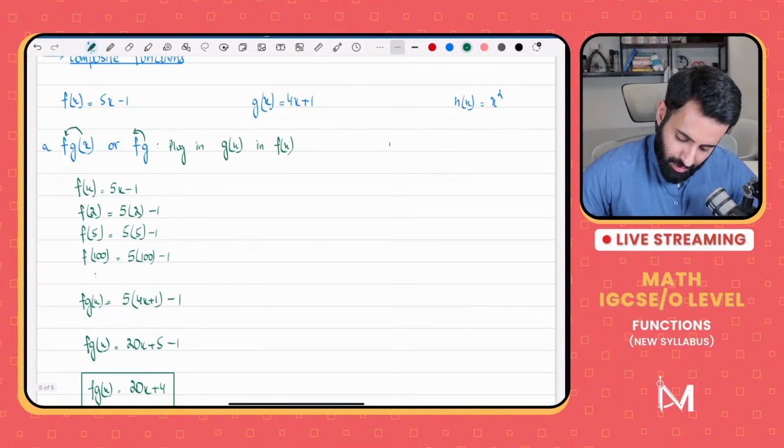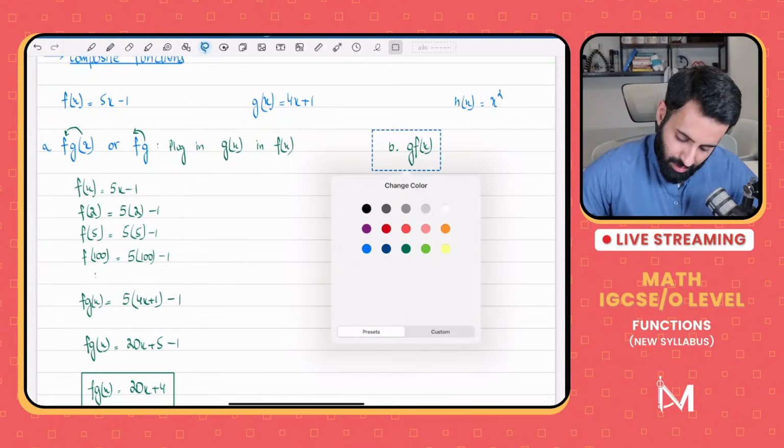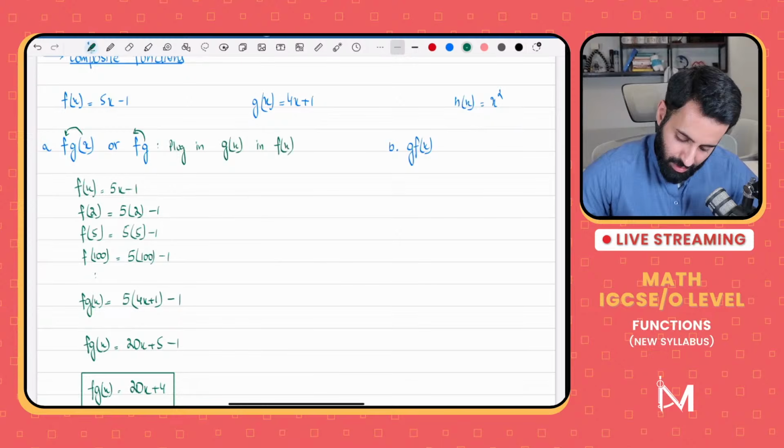Let's say the question was g of f of x. In this case, we have to plug in function f in function g. What have we to do? We have to plug in function f in function g. I'm not going to do the lengthy working over here. g of x is 4x plus 1. If you're asked to do g of f of x, simply replace x with function f, meaning 5x minus 1, and then plus 1 as it is.